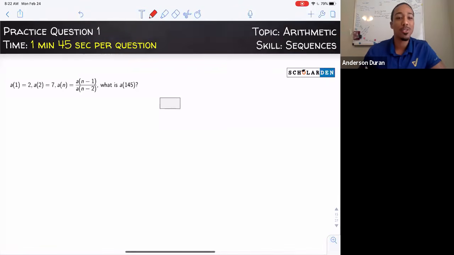So here is practice question number 1. A of 1 equals 2. A of 2 equals 7. A of n equals the quotient of A of n minus 1 over A of n minus 2. So what is A of 145?